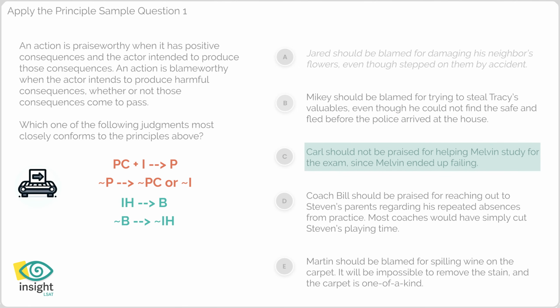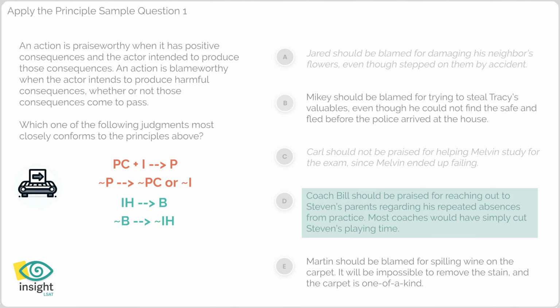Carl should not be praised for helping Melvin study for the exam, since Melvin ended up failing. We can knock this one out straight away, actually. None of our if-then machines leads to not being praised. We have one that starts there, but in this answer choice, the not being praised is the judgment or the output. So we don't have anything that tells us how to get there. This one is out. D.